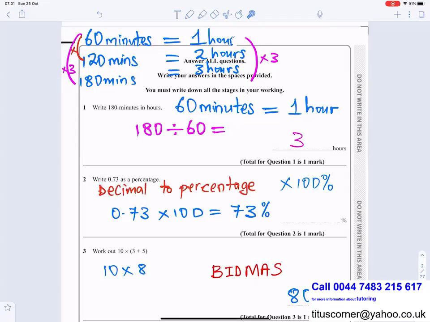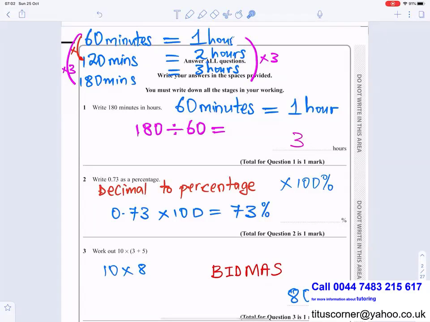You can do 60 minutes is equal to 1 hour. So 180 minutes divided by 60 would give you 3 hours. That's one way to do it. Or look at the top there. 60 minutes is equal to 1 hour.